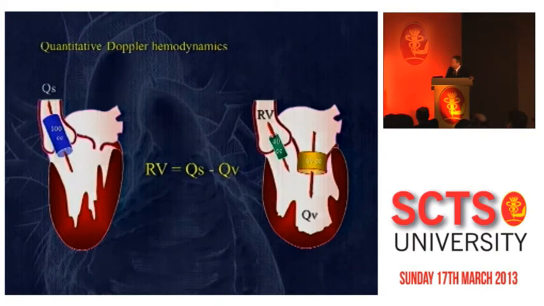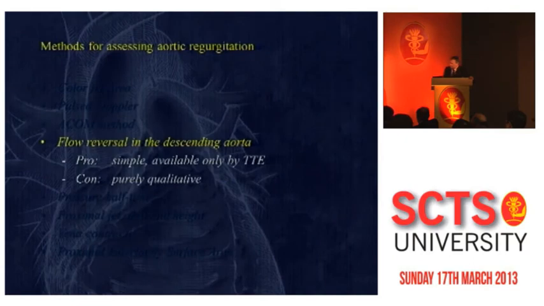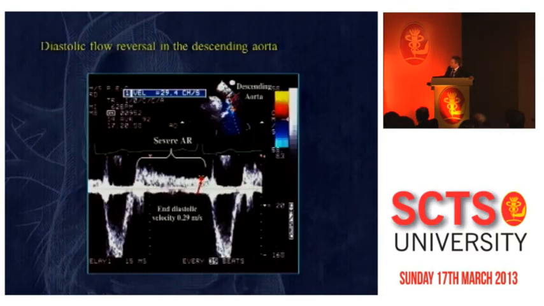Quite easy, but unfortunately a lot of errors in the measures. One thing that we do each time, I am not sure it's really something that will help, is to look at the flow reversal in the descending aorta. And you know that if there is regurgitation, there will be backflow in the descending aorta as well. And if you do so, you can see whether or not you have one.